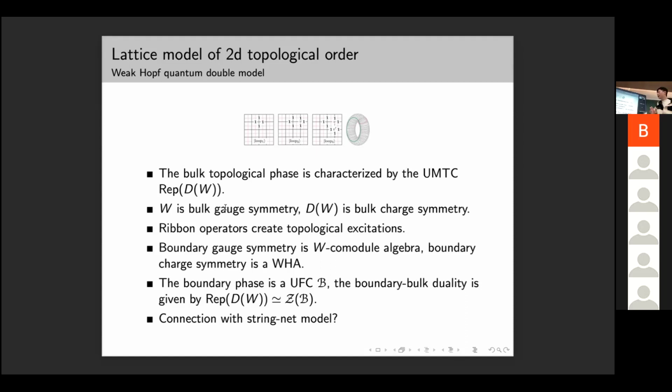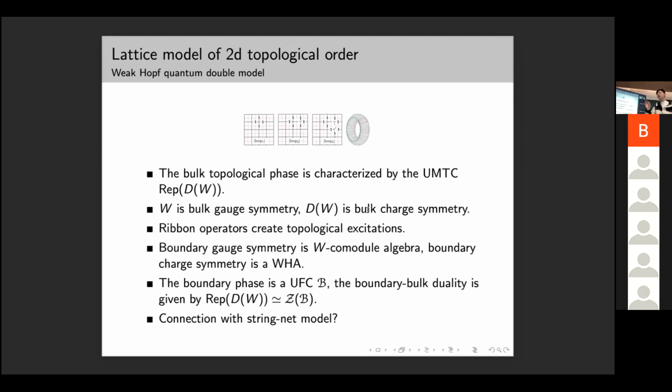We know that for the lattice gauge theory, for the quantum double with input as a finite group, this finite group is usually called the gauge symmetry. And what is a charge symmetry? By charge symmetry, we mean a quantum symmetry such that the charge is just a representation of the symmetry. This is the meaning of the charge symmetry. So for the quantum double model, we know that this W is a Hopf algebra, and it plays the role of the gauge symmetry, and the DW is just the charge symmetry.